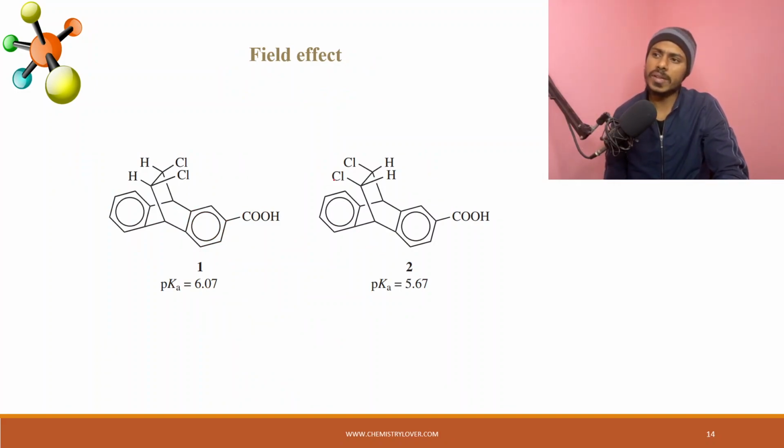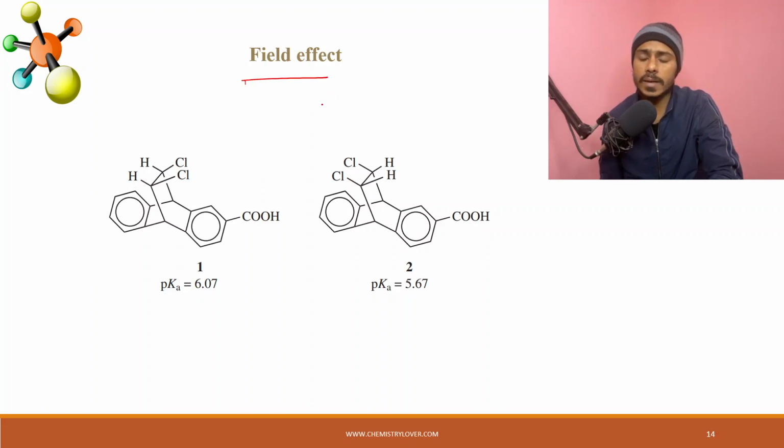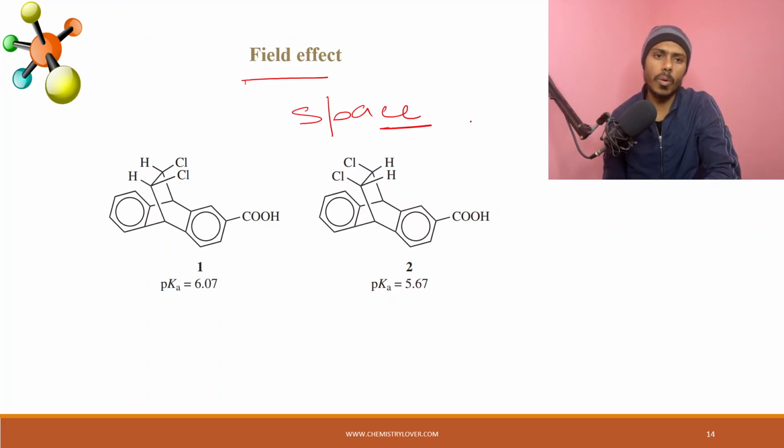The next point is field effect, which is also some sort of electronic effect, but this effect does not operate through any kind of bond. It operates through space. It does not need a bond, and that's why it is called field effect. So you can see there is no direct communication between this chlorine and this carboxylic acid group.